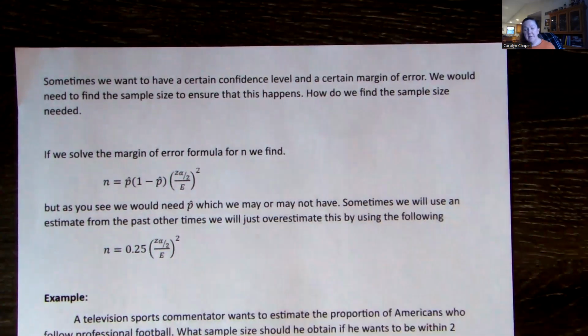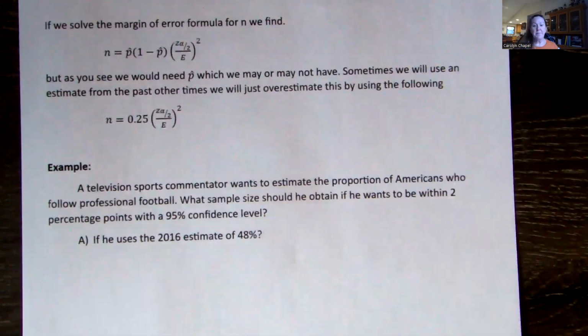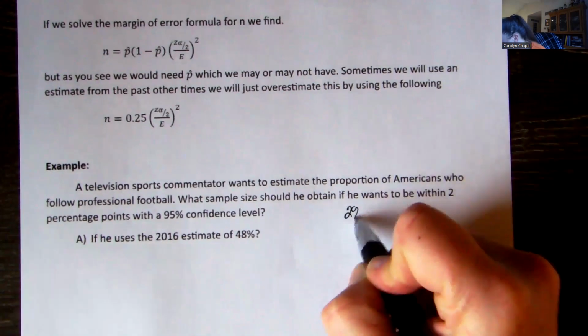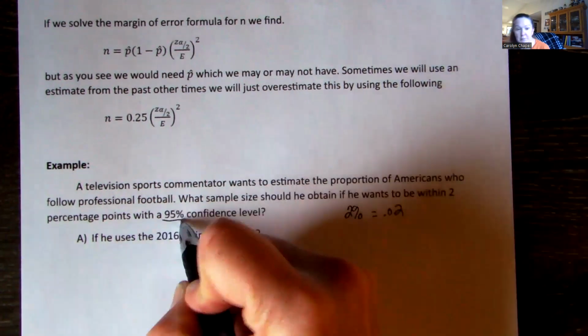So we're going to look at one example two different ways. We can see how just overestimating doesn't change the n a huge amount, but it does change it some. Okay, so we've got this television sports commentator, and he wants to estimate the proportion of Americans who follow professional football. He wants this to be within 2 percentage points, so 2%, which is 0.02. Remember that is 0.02 in decimal form. And we want to be 95% confident.